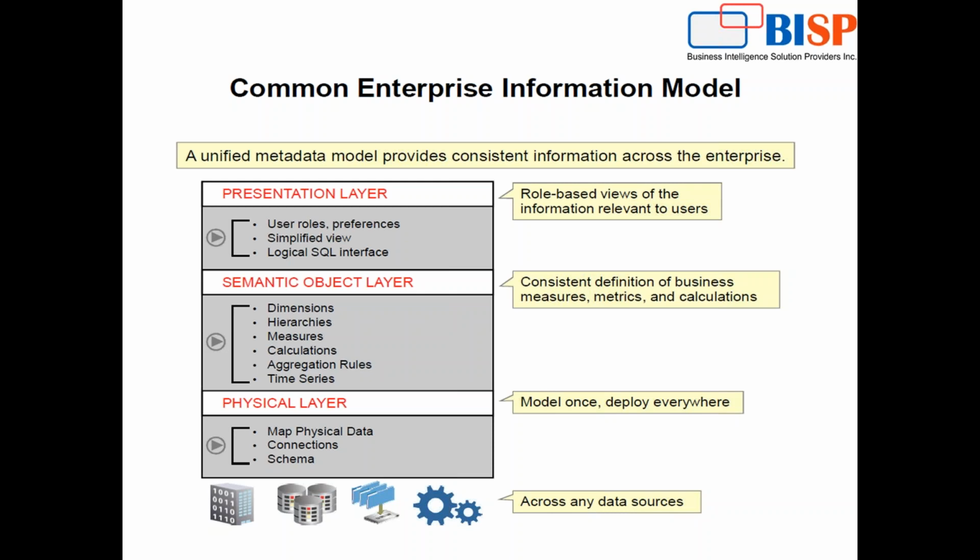So we have a physical layer in the OBIA EE. We'll have a semantic or business layer and the presentation layer. All these layers are there within the reporting layer of OBIA. So it can be customized at any level. It can be customized at the ETL layer or at the OBIA layer, and even within OBIA, it can be customized at the physical, presentation or business layer.